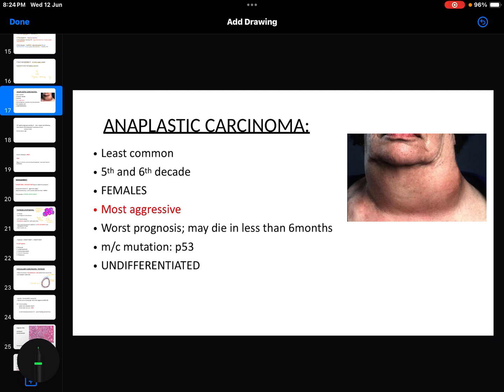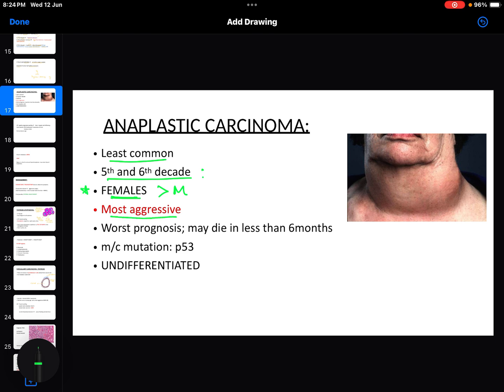Now we are going to see about anaplastic thyroid carcinoma. It is the least common type of thyroid malignancy and it is more common in the 5th and 6th decade of life. In the elderly age group it is more common, and it is also more common in females than in males. Like any other thyroid carcinoma, papillary thyroid carcinoma, follicular thyroid carcinoma, this anaplastic thyroid carcinoma, everything is more common in females.